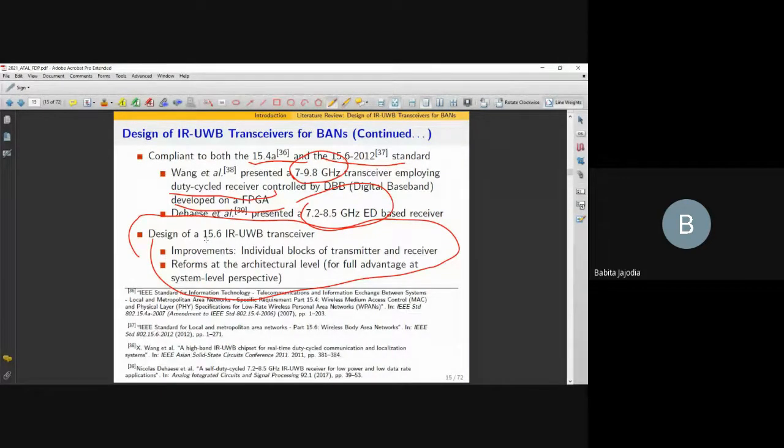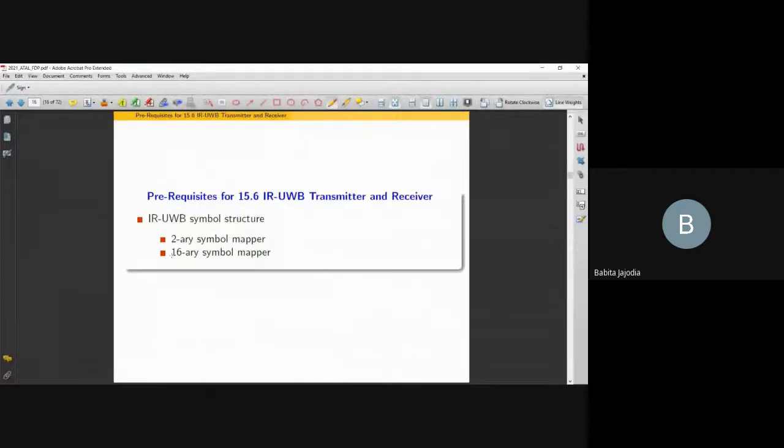As for the improvements, it's not like you remove one block and say, ma'am, we have reduced it to 75%. Whenever you design it, it should take full advantage of the system level perspective, and it should not entirely change the conventional protocol of transmission and receiving. It should reform at the architecture level, but also take advantage of the system level to design the transceiver. So that leads to where we can go further on this.